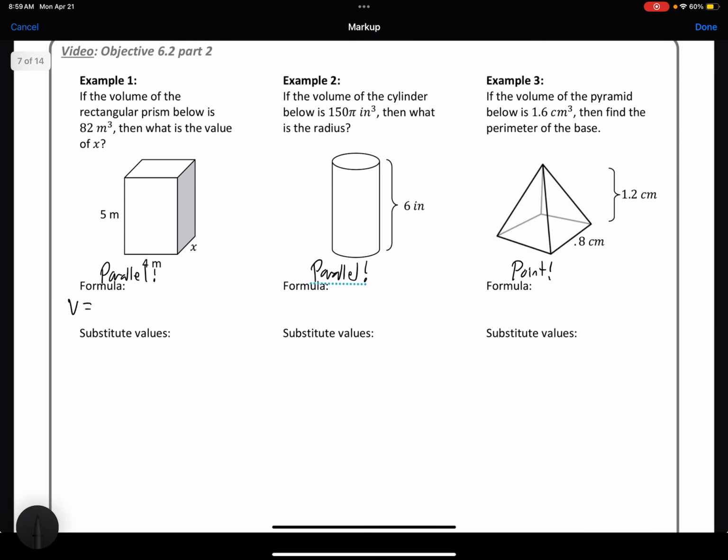Hello, also really important video right here, should be pretty quick. We're looking at 6.2 part 2. We are going to talk about how to reverse engineer each one of these problems.